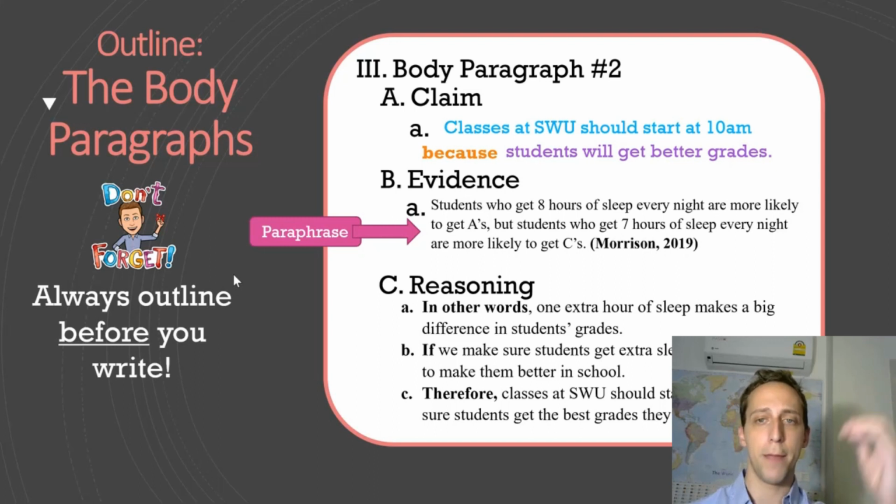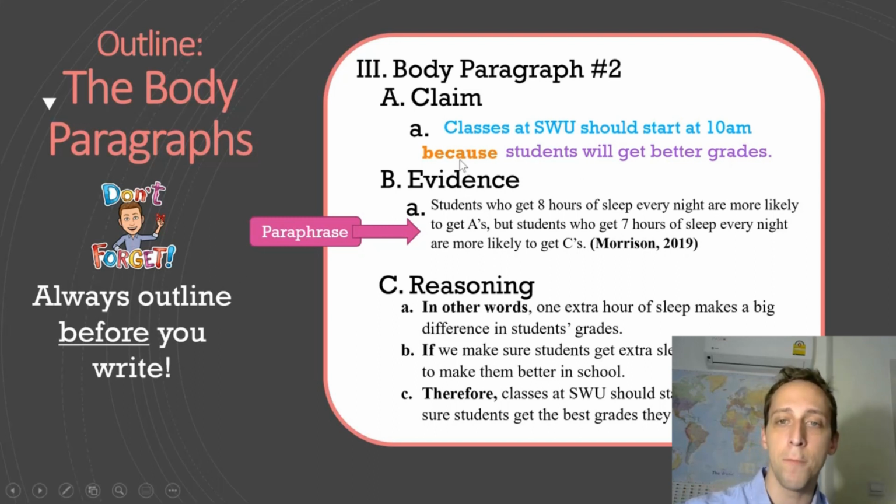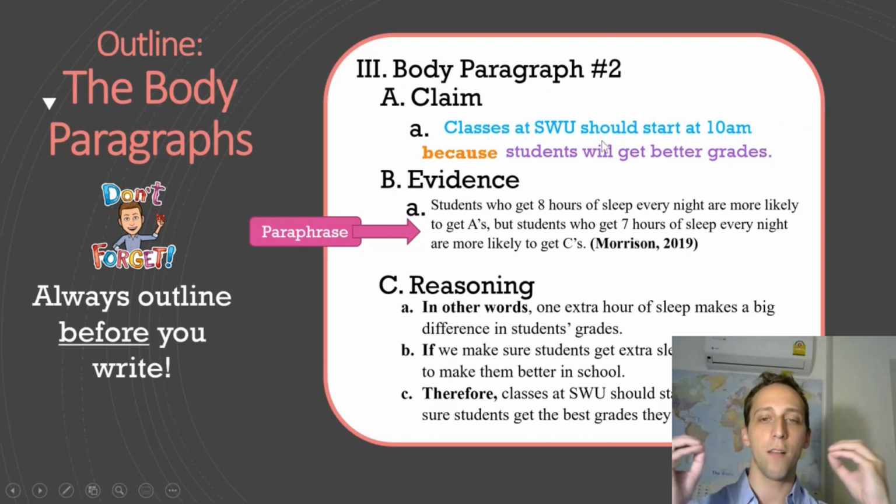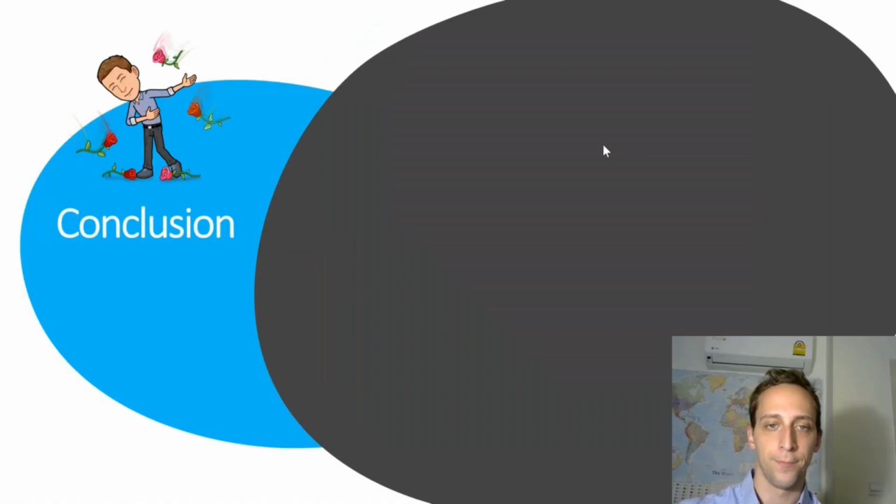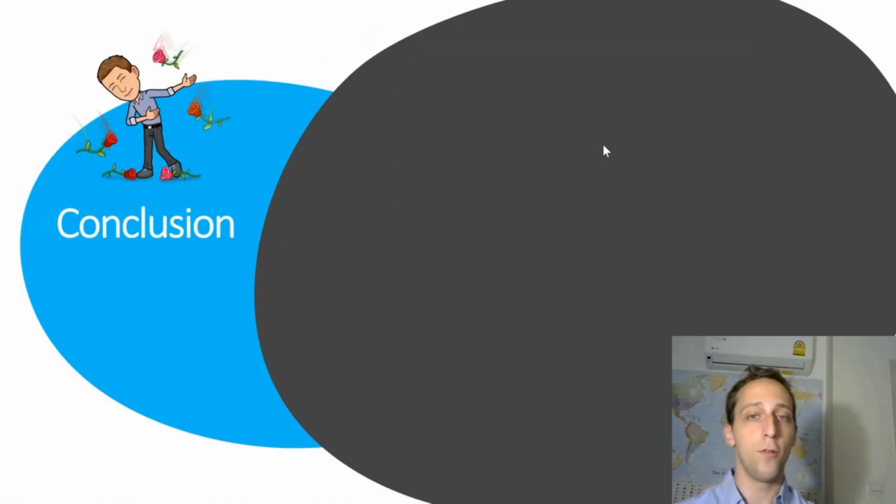Outline both of your body paragraphs, but you can see how important your thesis is to making your claims. Once you've got your thesis, it's a lot easier to make everything else. Okay, now you've got your thesis written, you've outlined your introduction, you've outlined your body paragraphs. Now it's time to outline your conclusion. And the conclusion is the opposite of an introduction.